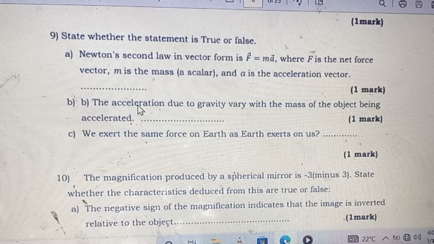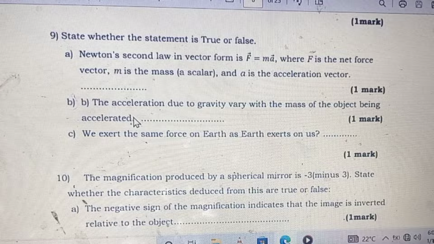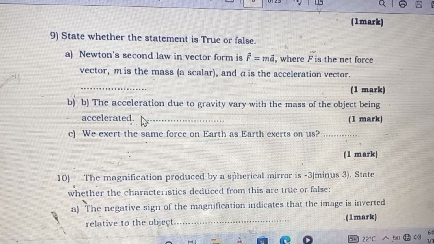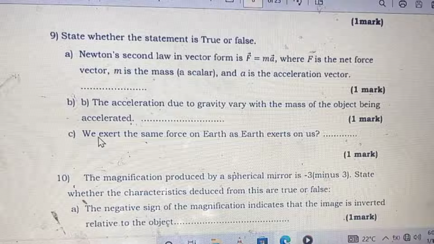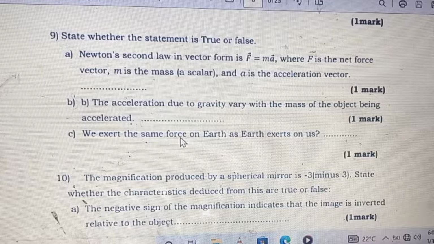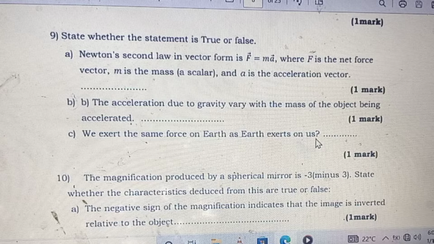B. The acceleration due to gravity varies with the mass of the object being accelerated. The statement is false. C. We exert the same force on Earth as Earth exerts on us. The correct statement is true. This is Newton's third law of motion.